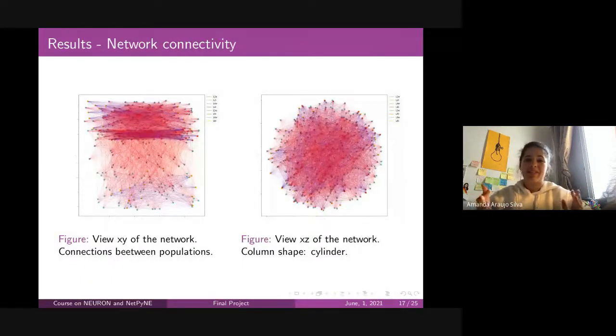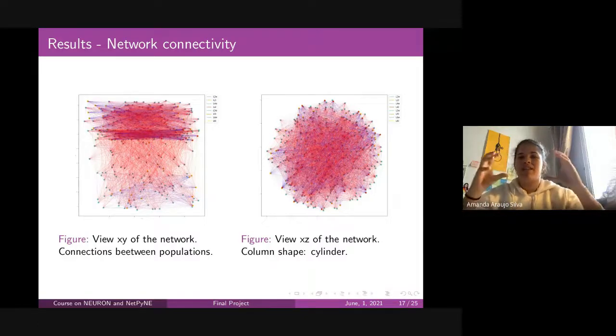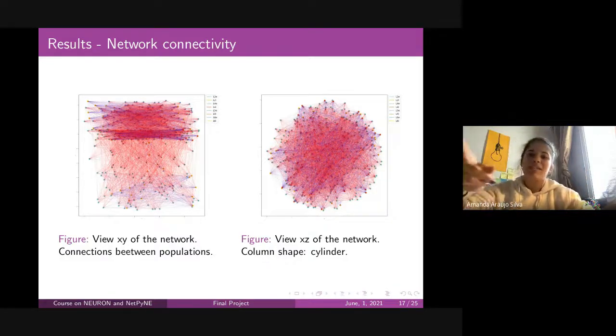I think it was interesting to see if NetPyNE created my connectivity model. We can see here the connections, the synapses. We see that in layers 2, 3 and layers 2 and 4, we have a lot of intra-layer connections, and we can also see the connections between layers 5, 6. We can also see the top view, again with the visualization of the connections.